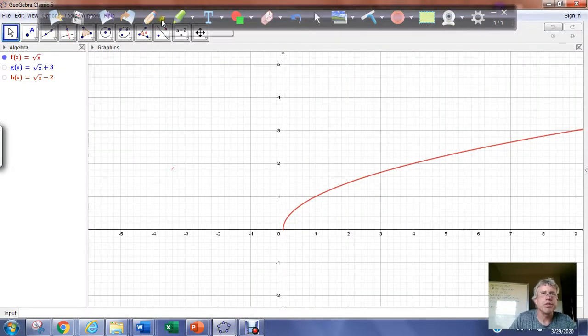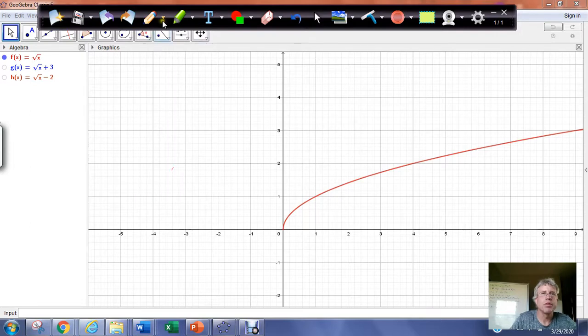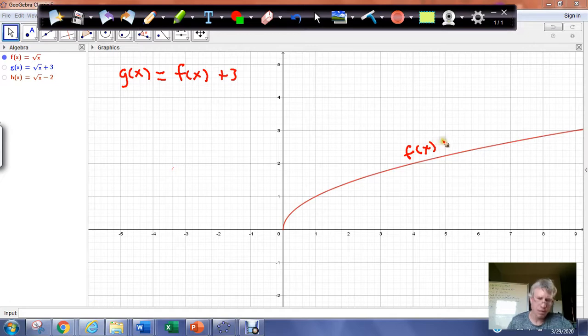So in the first example, we're asked to build a new function g of x from f of x by adding a 3 to it. And just like before, we want to look at the function f of x and identify who he is. So this guy is the toolbox function given by the square root of x. So we really want to memorize those toolbox functions and their shapes.